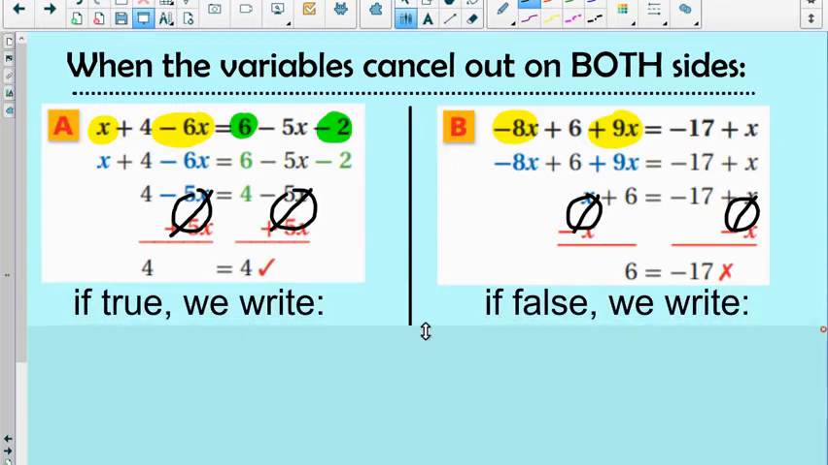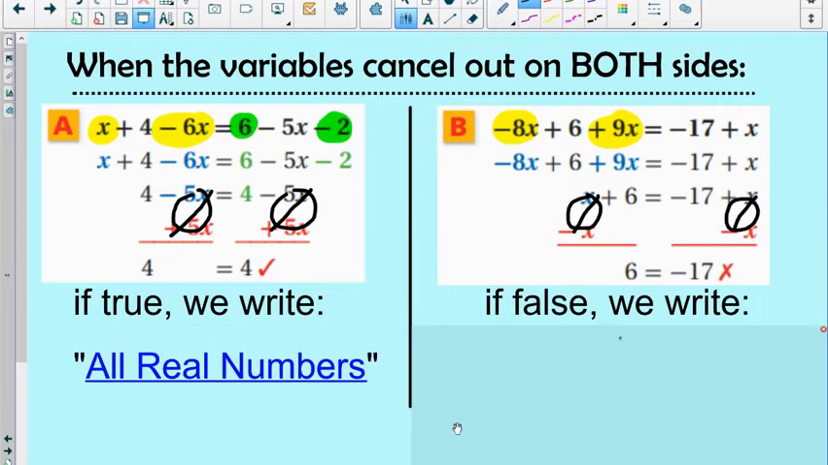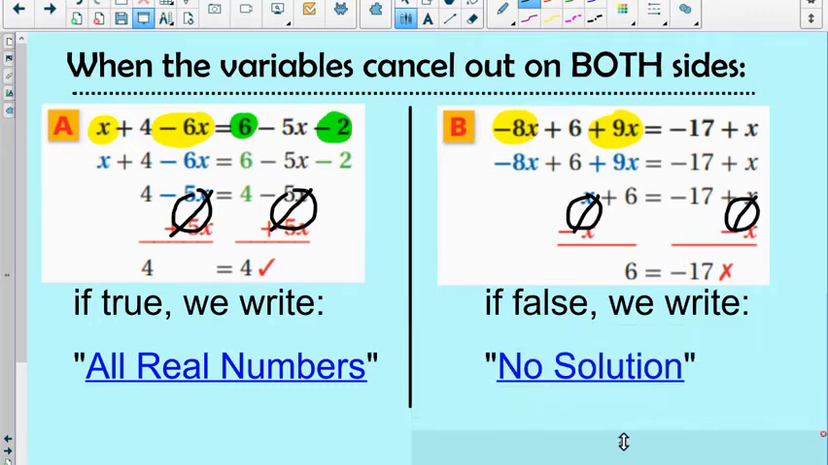So here's how we answer something like this. If the equation is true, like 4 equals 4, we would write all real numbers as the solution. So our answer in this case wouldn't be something like x equals 4 or x equals 0. It's just simply all real numbers as the final answer. In example B, when we have a statement that's not equal, two numbers that are different, meaning it's false, we would write no solution. Okay, so that's the terminology that we would use to answer it.